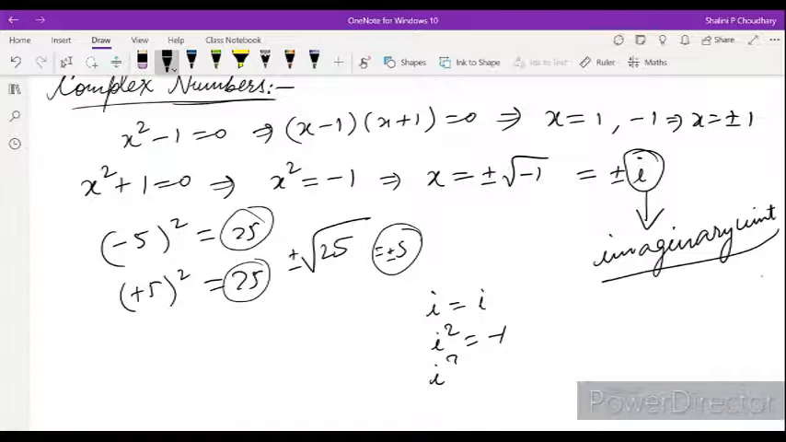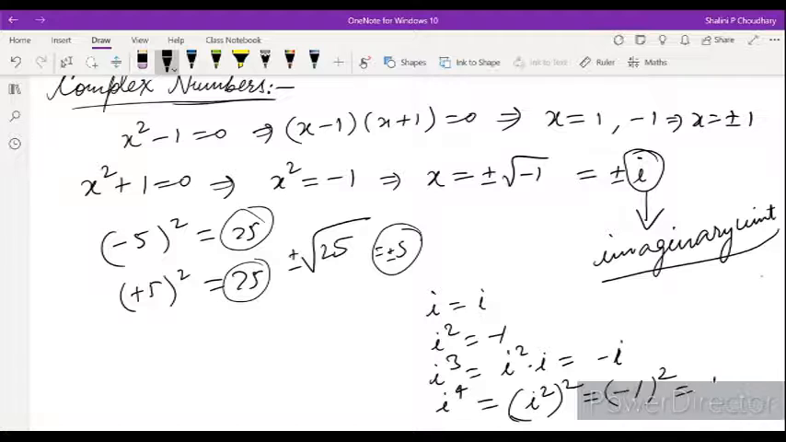i ka power 3 hai, it means i square into i. That will be equal to, i square is minus 1, so it will be minus 1 into i, minus i. And i to the power 4 will be equal to i square ka square, it means minus 1 ka square, that is 1. So minus 1 ka square root is i, and when squaring i square we will get 1.